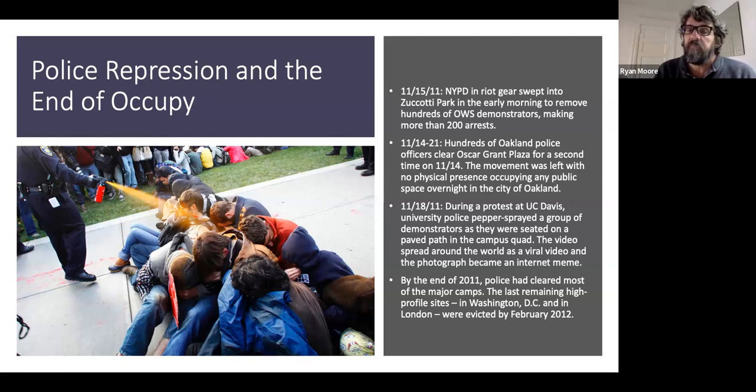So in this period in November of 2011, across the country, there's this coordinated campaign to clear out these Occupy camps. And this encompasses cities across the country. By the end of 2011, they had cleared most of the major camps. The last remaining ones in Washington, D.C. and London had been evicted by February 2012.